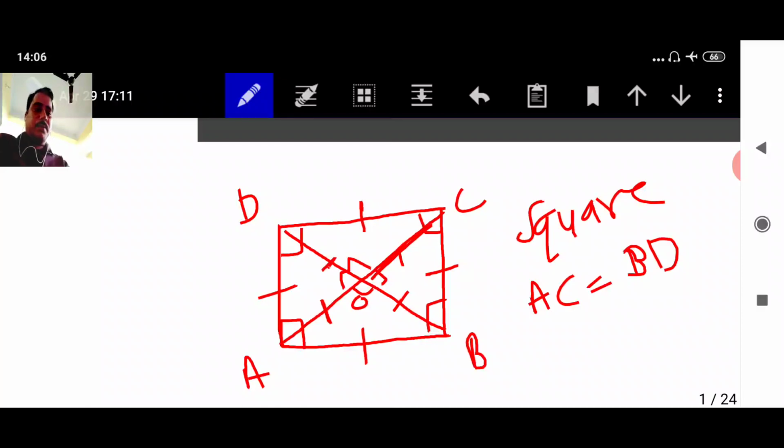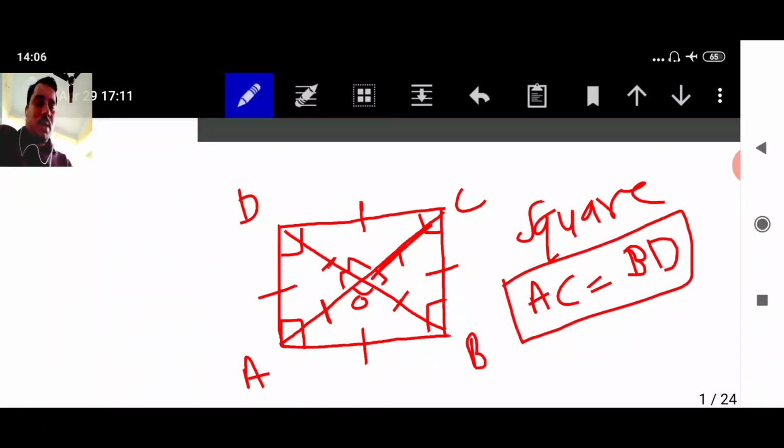Student, notice here, you have already studied that in a rhombus all sides are equal, and in a square also all sides are equal. So what is the difference between a square and a rhombus? One major difference is that the diagonals of a square are equal, but the diagonals of a rhombus are not equal.